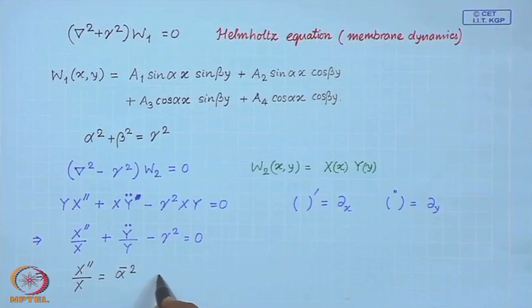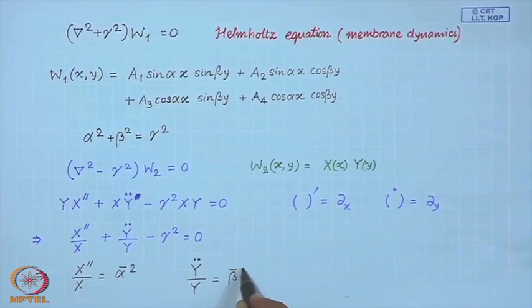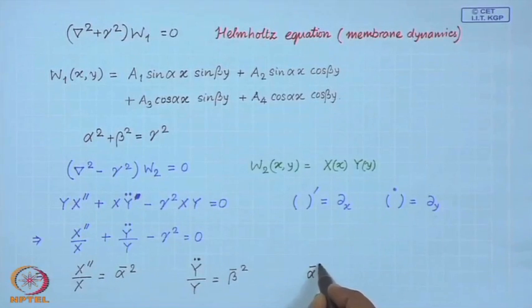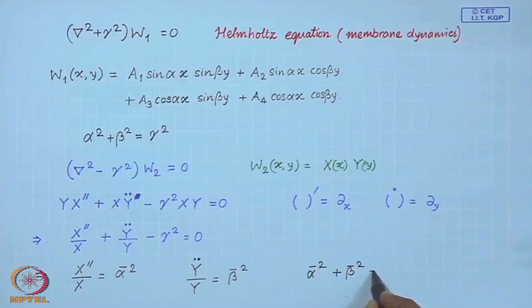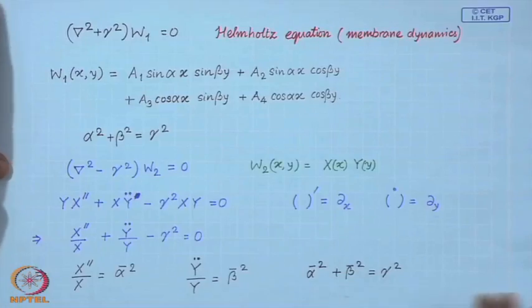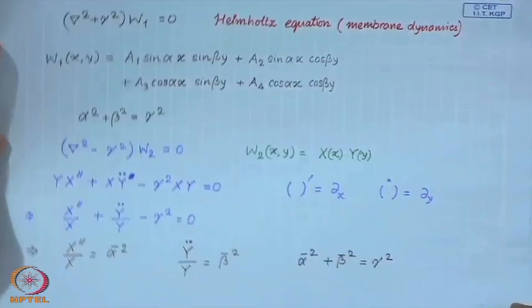So, and y, this constant by beta bar square. So, in that case what I have is alpha bar square plus beta bar square must be gamma square. So, now let us look at these differential equations for capital X and capital Y.